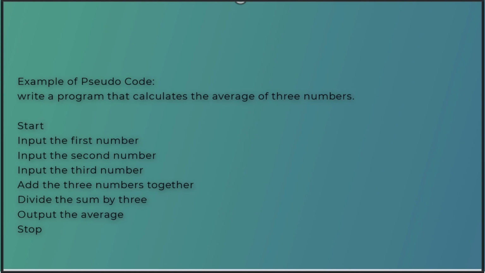These are the steps. The next step is to add those numbers, add the three numbers together. The fourth step is divide the sum by 3 to get the average. Then you output the average. Then you end. That's the end of the program. This is basically an example of pseudocode, and it applies to other programs. Any solution that you can think of is just the step by step of actualizing that solution.